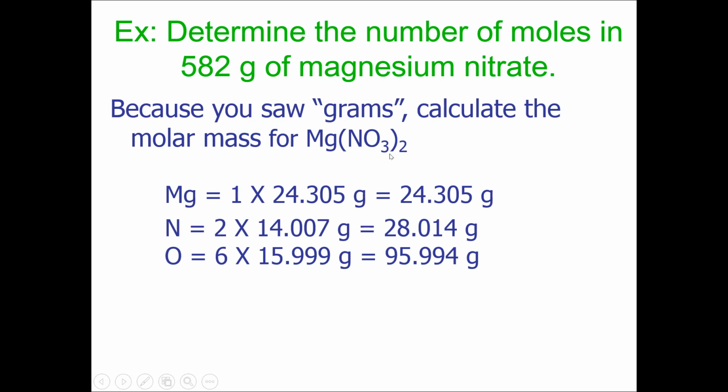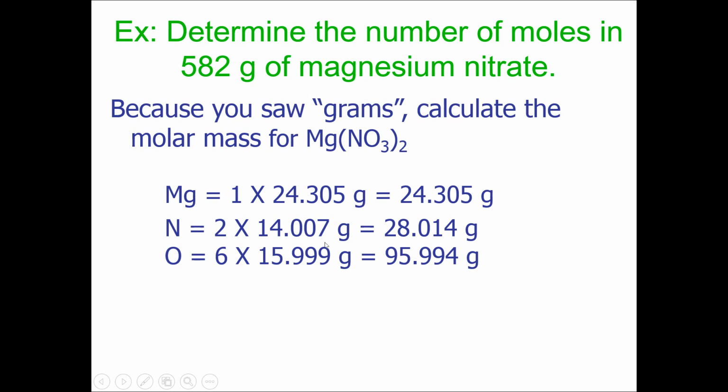We have 2 nitrogens in the formula. That is indicated by the 2 on the outside of the parentheses. The mass, according to our periodic table, is 14.007 grams. So that's how I end up with the 28.014.